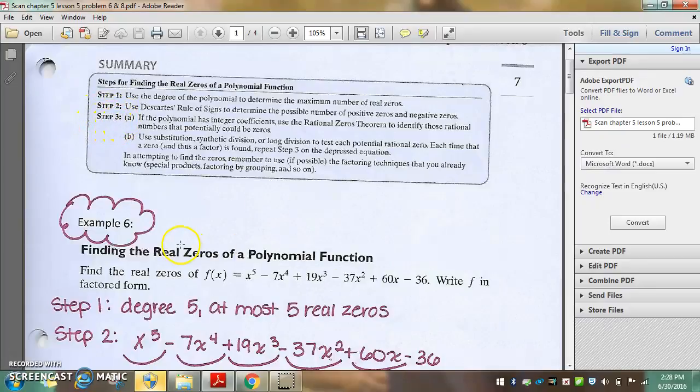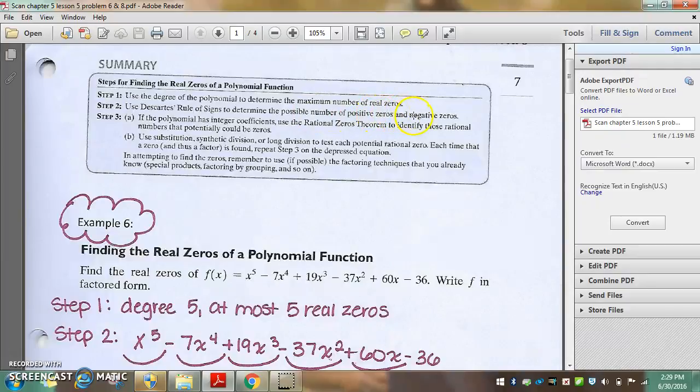Okay, so step 1 is to use the degree of the polynomial to determine the number of real zeros. So the degree right here of our polynomial says that it is a degree 5, so it would have at most 5 real zeros. Step 2 is to use Descartes' rule of signs to determine the number of possible positive zeros and negative zeros.